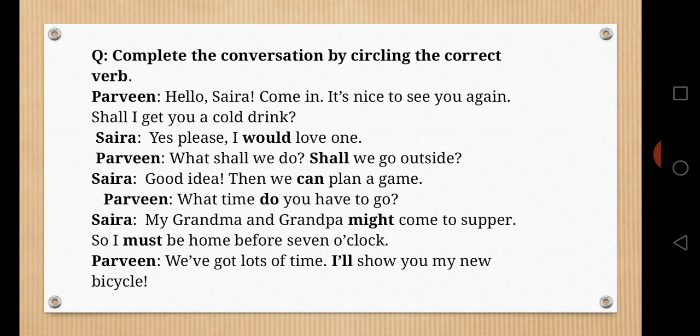Parveen: What time do you have to go? Do is here the correct verb. Circle it. Saira: My grandma and grandpa might come to supper. Might shows the assumption, possibility. When you are not so sure about the possibility, you use may or might. So I must be home before 7 o'clock. Parveen: We have got lots of time. I'll show you my new bicycle. Here it ends.